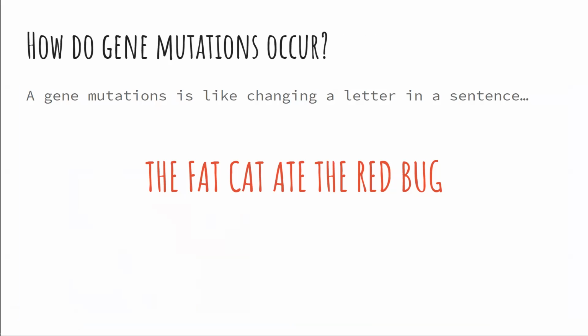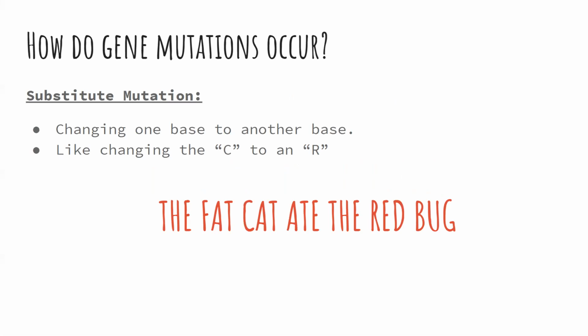Gene mutations are like changing a letter in a sequence. So our sentence for these examples is going to be, the fat cat ate the red bug. The first kind of gene mutation is called a substitution mutation. When you substitute something, you're switching it out for the other. So you're basically changing one base to another base.